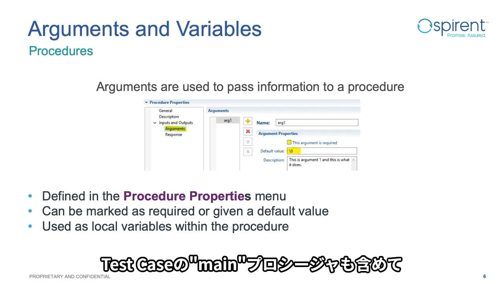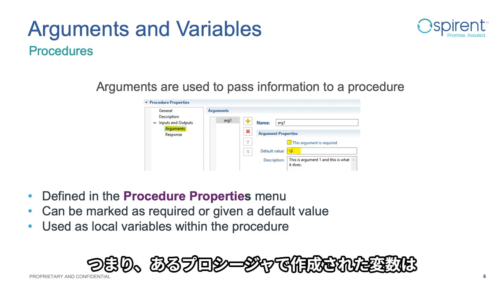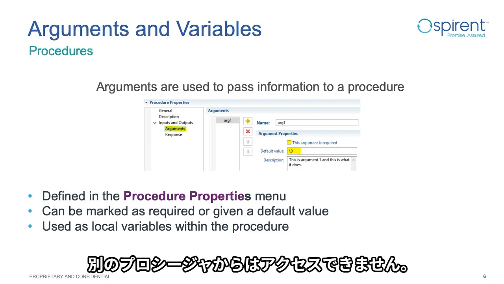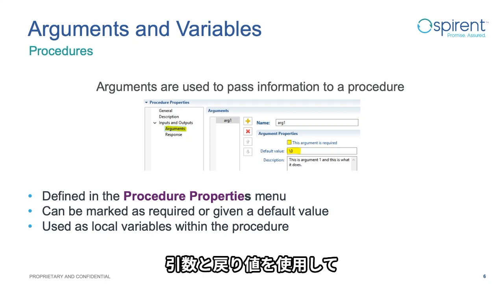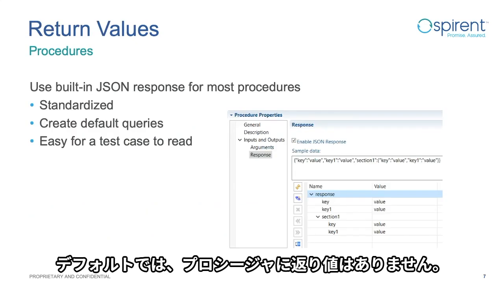Each procedure, including the main procedure of any test case, has its own variable namespace. This means that variables created in one procedure are not accessible by another. Use arguments and return values to pass information between procedures.